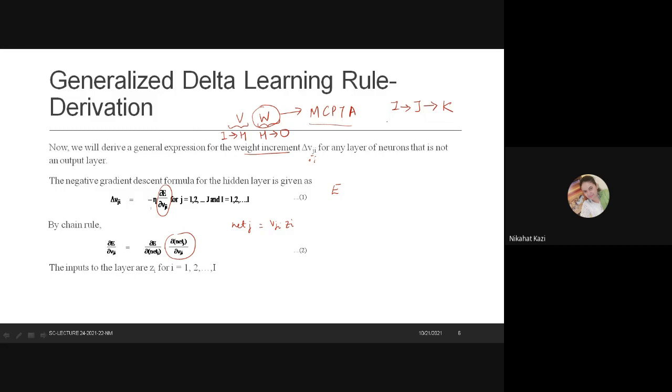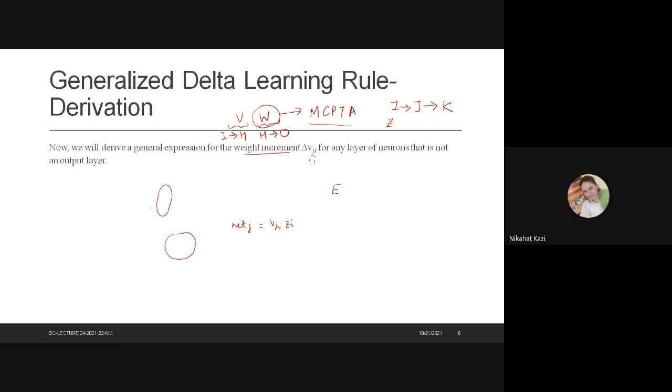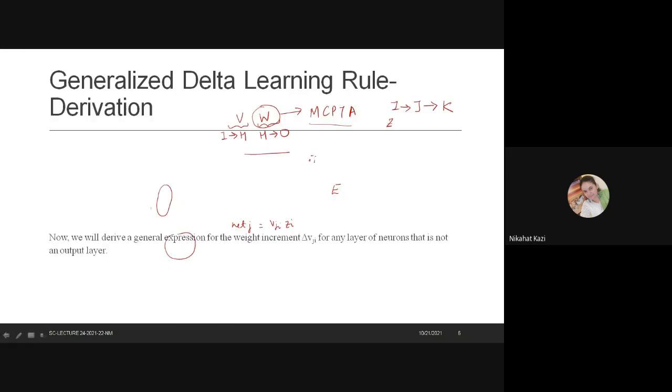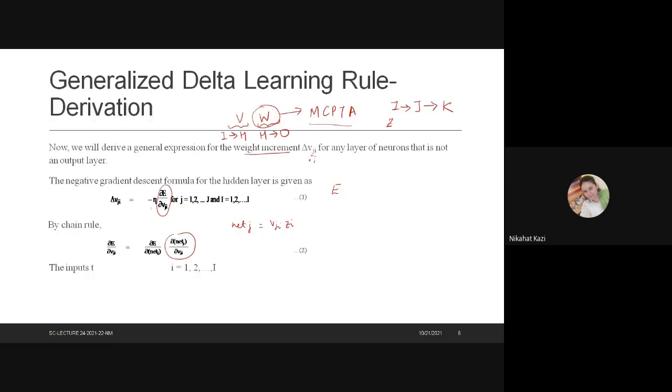The vector for representing input was z. If you look at this diagram, this is the input vector z, this intermediate vector is y, and the final vector is o. Z, y, o. So this net j is nothing but the weights of the layer which connect input to hidden, that is V, times z. Input to hidden, those set of weights, V times z, that is net j.